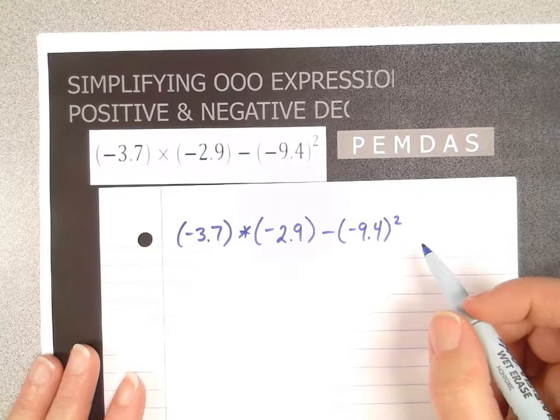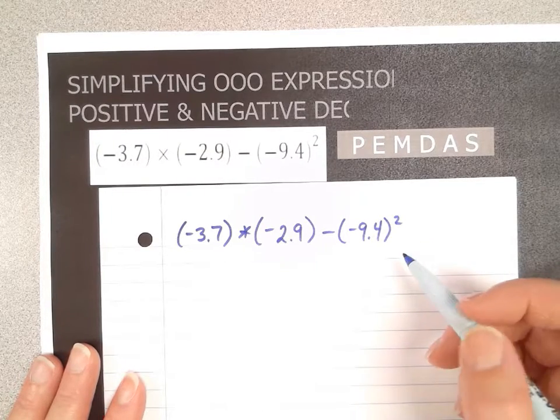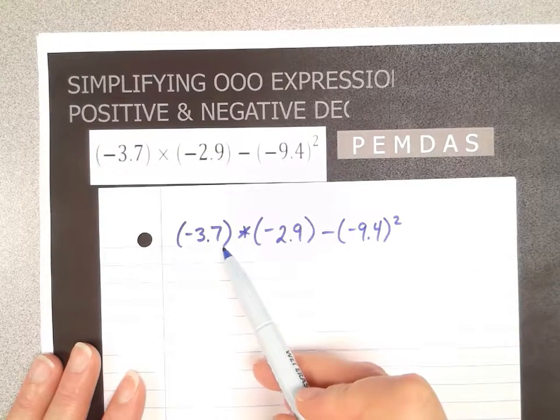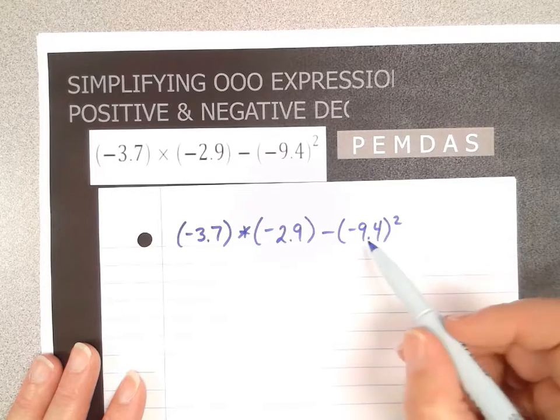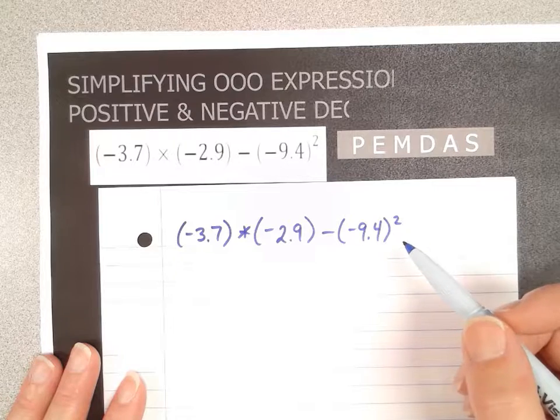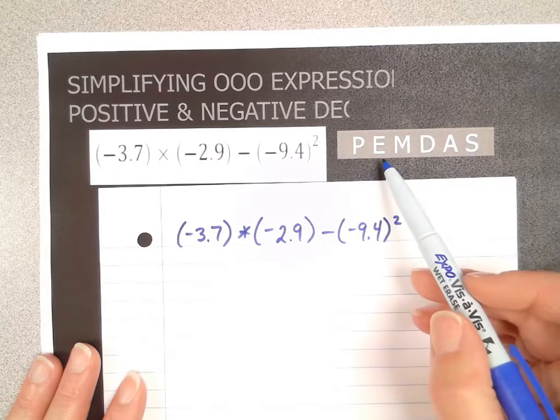Now let's think about this idea of PEMDAS. Is there anything in parentheses that I can do? Well, these parentheses are just housing an integer. These parentheses are just housing a negative decimal. These parentheses, same idea, nothing to do in parentheses. So next you'd move to exponents.